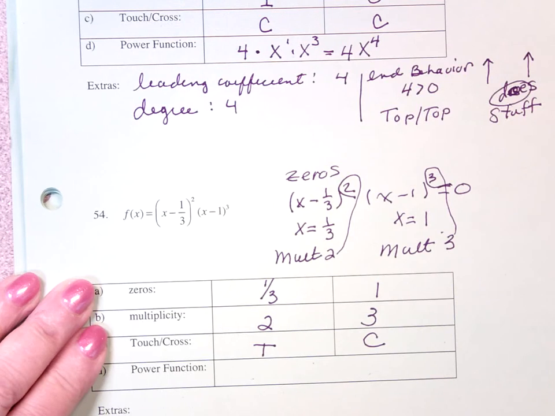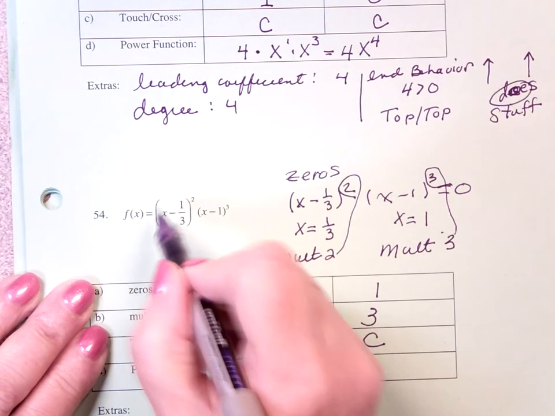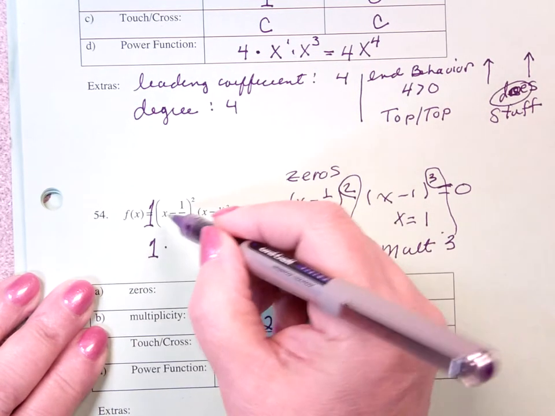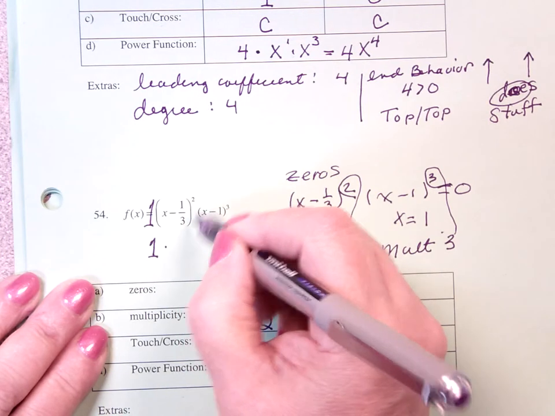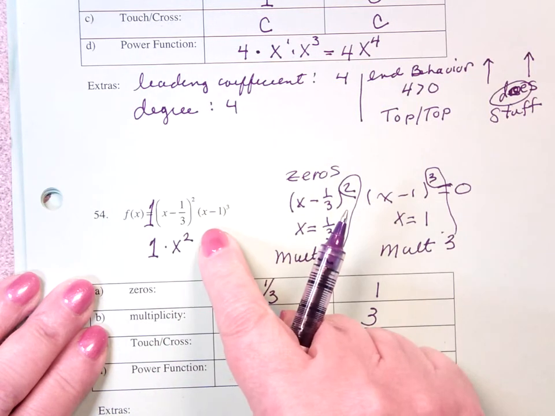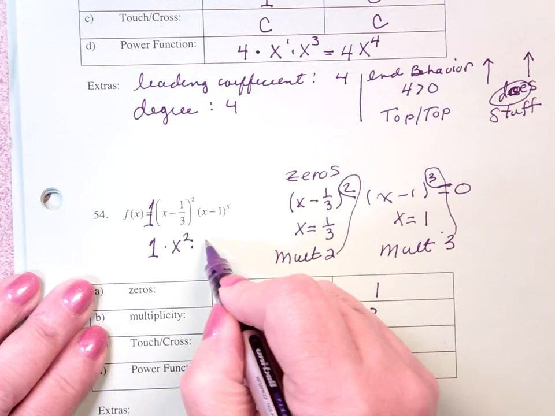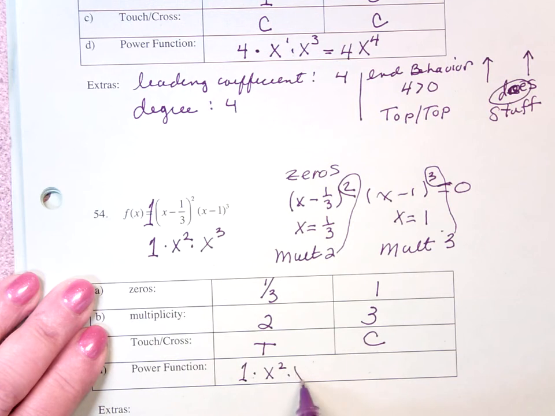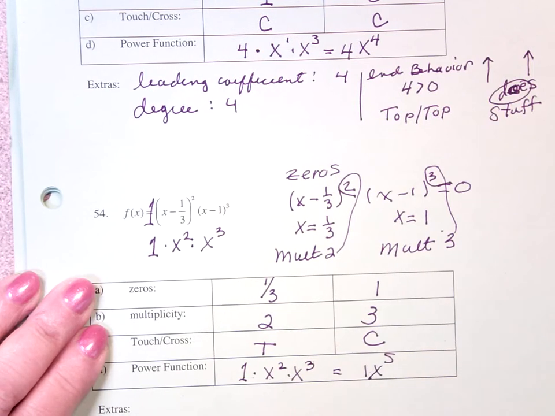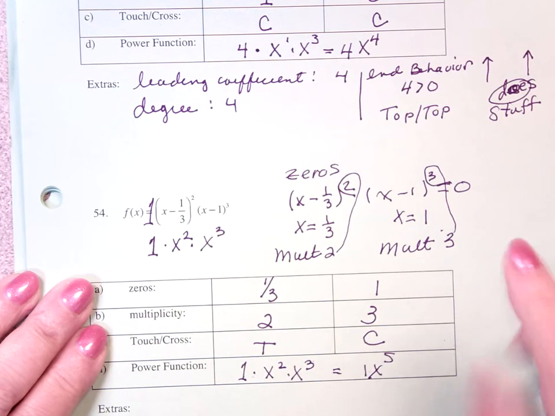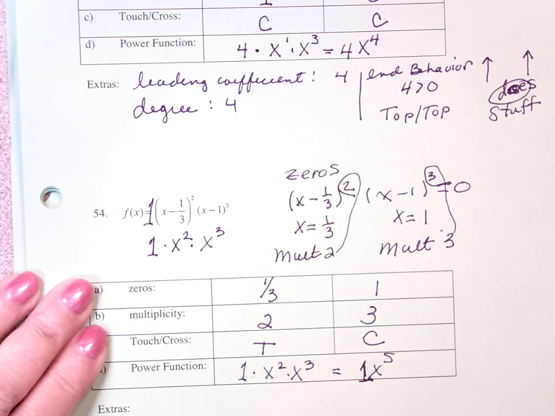Now, what is the power function? Well, if I look at the power function, the highest power, I've got a 1 sitting in front, so that's my leading coefficient. The highest power coming from x minus 1/3 squared is what? x to the 2. The highest power coming out of x minus 1 to the 3 is x to the 3. The power function is 1 times x squared times x cubed, which is 1x to the 5th. That is the leading term. You really don't need the 1, do you? No, you don't need the 1. But it's there.